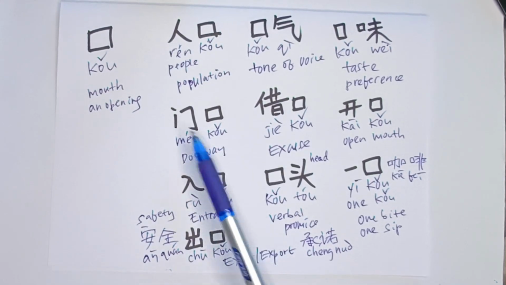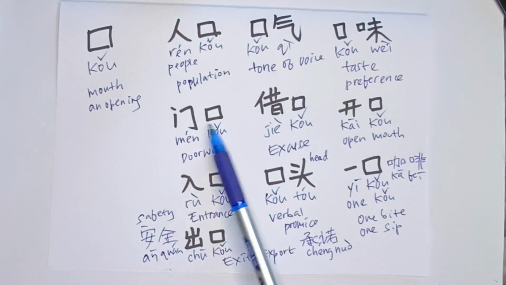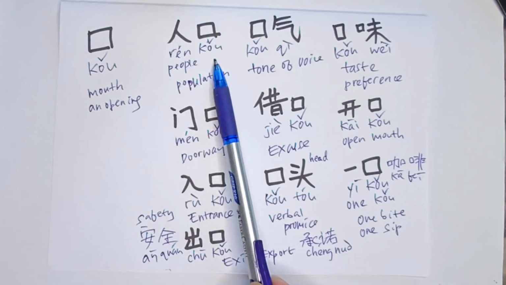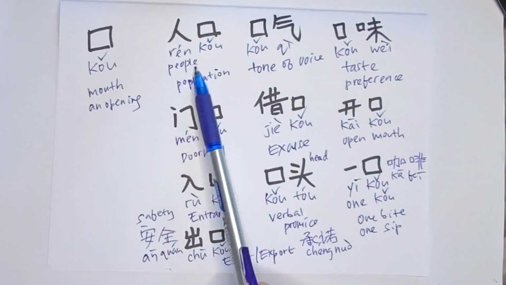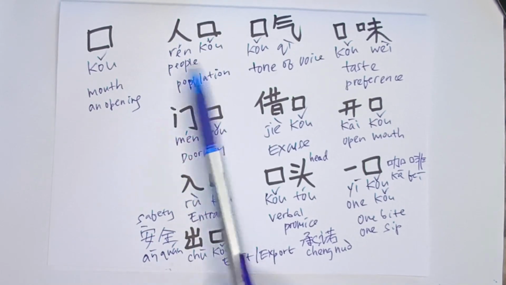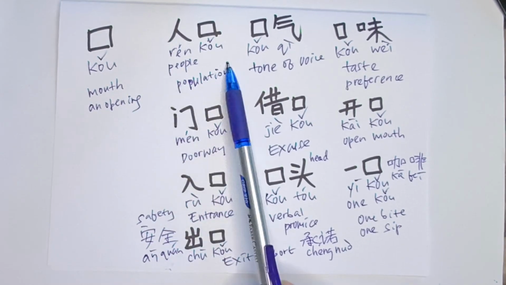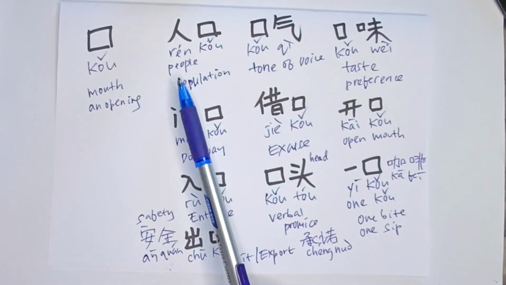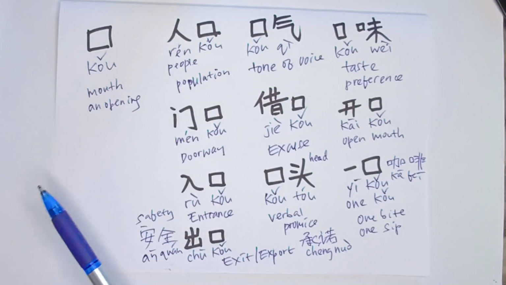If you want to just say a doorway for in and out, it's 门口. 门 is door, opening. 门口. 人口, 人 is people, 口 again is mouth. 人口, so how many mouths we need to feed, right? 人口 means population.